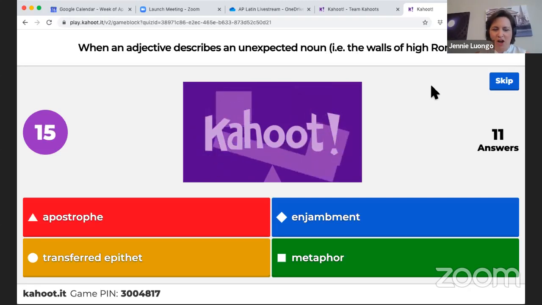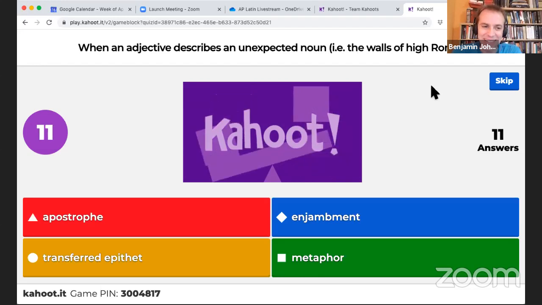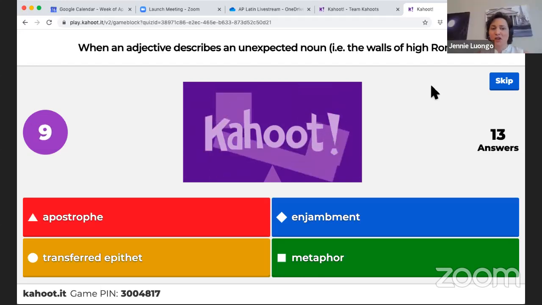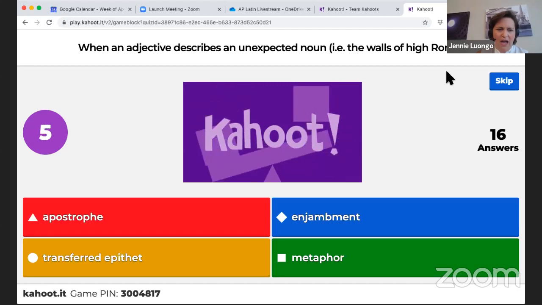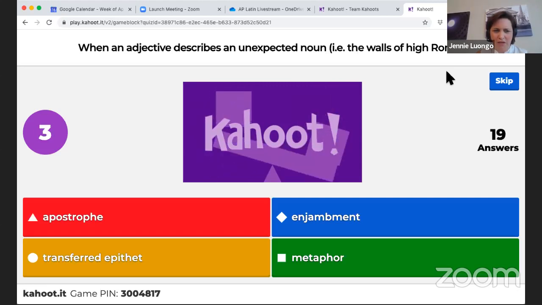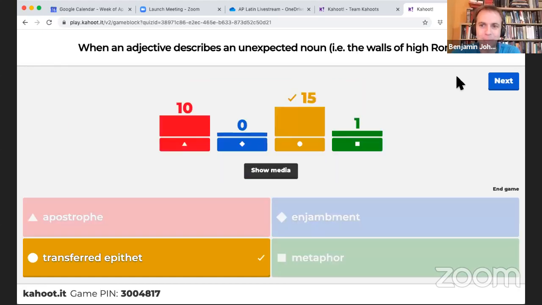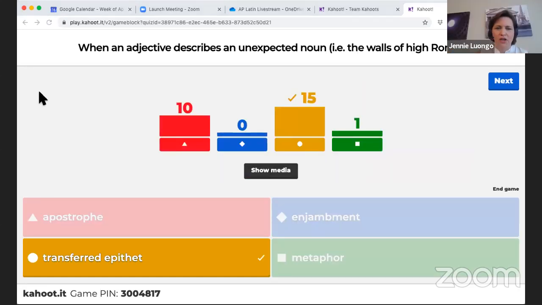I feel like we've talked about all of these but one, Ben. What do you think? I think we have. For people who needed figures of speech, hopefully this has been a really good comprehensive review. I think we've covered pretty much all of them on the AP syllabus. We've covered all 19. Okay, so when an adjective describes an unexpected noun, that is transferred epithet.